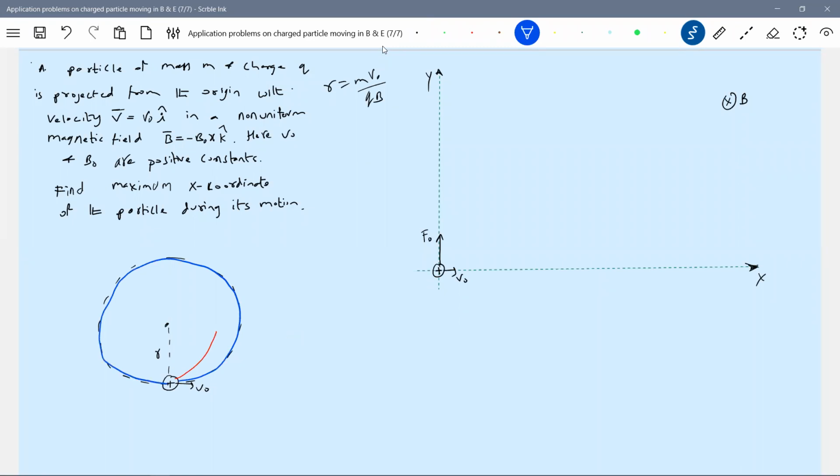So I hope you are able to understand what we are finally trying to do. If B were constant, this is the path. This is the path if B is increasing. So is it a circular one, the red color one? No, it's not circular. This is some curved path here.